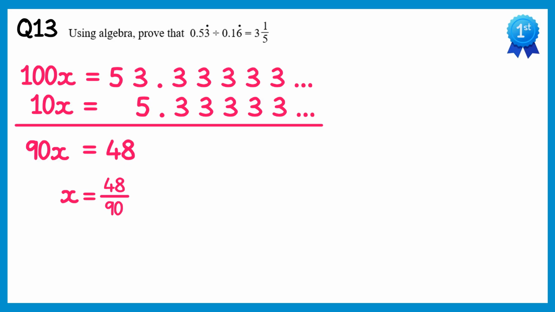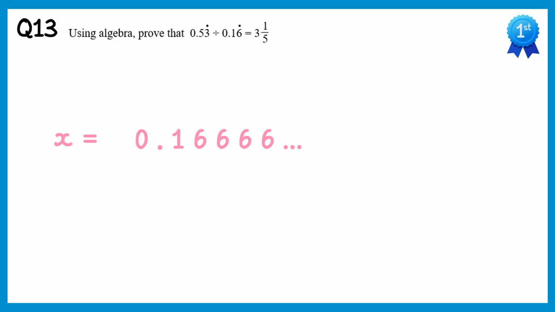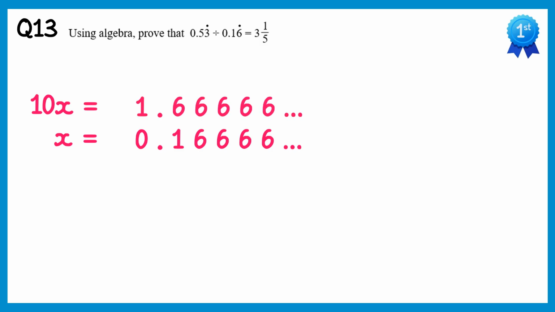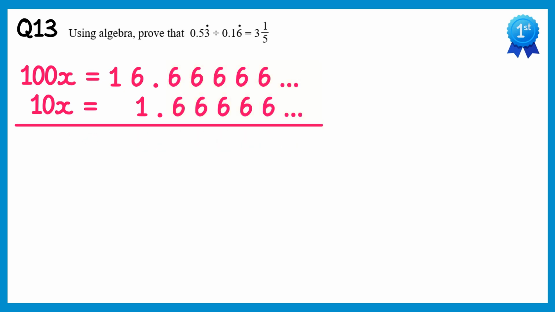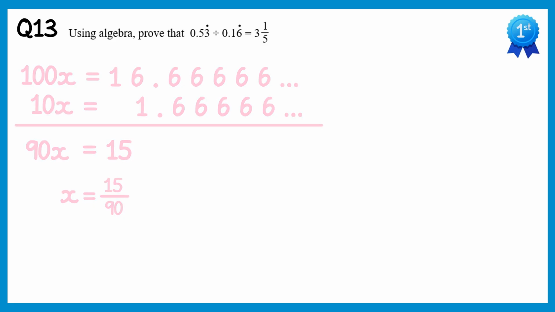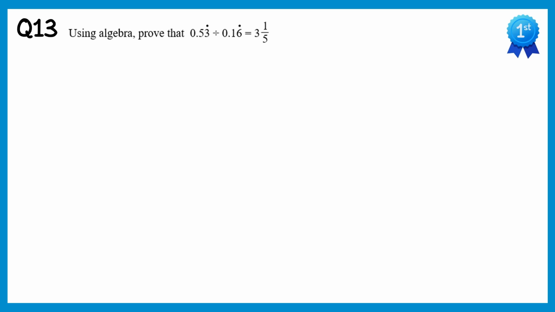We're going to do the same process with the 0.16 recurring. So x equals 0.16 recurring, multiply it by 10 to get 10x. This doesn't line up, so multiply it by 10 again, and you get 16.6 recurring, which does line up. You can see all of these are 6s. So if we subtract the 10x from 100x, we get 90x again, and 16 take away 1 is 15. Then divide both sides by 90, and you get 15 over 90. So we've managed to convert both of these recurring decimals into fractions. So the first one was 48 over 90, and the second one 15 over 90.